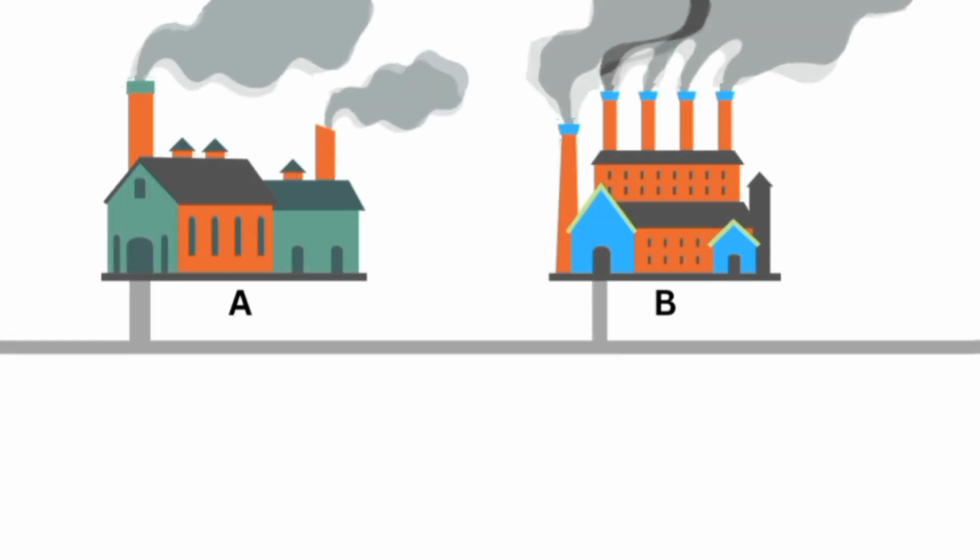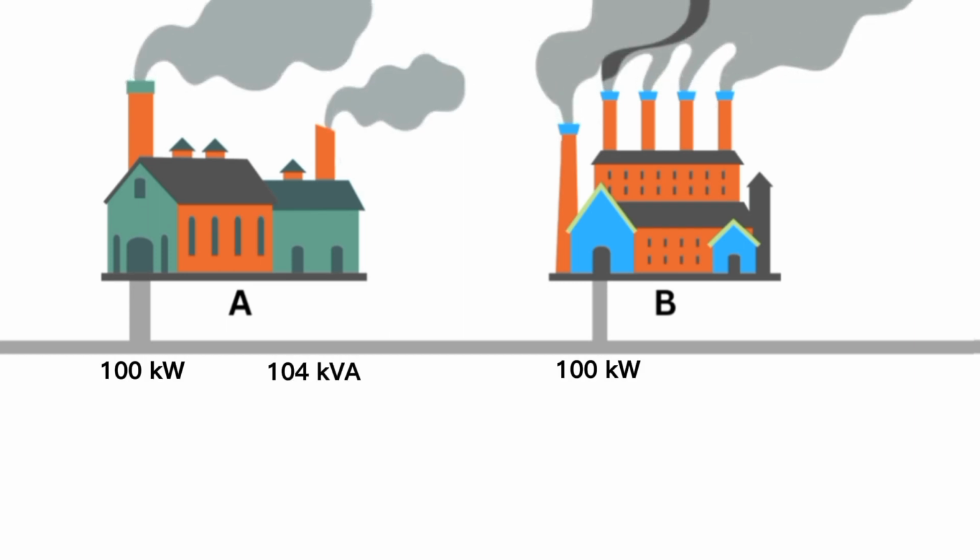Now, let's consider a practical example of power factor. Let's imagine factory A and B, both with a power consumption of 100 kilowatts. Factory A has an apparent power of 104 kVA, while factory B has 116 kVA.